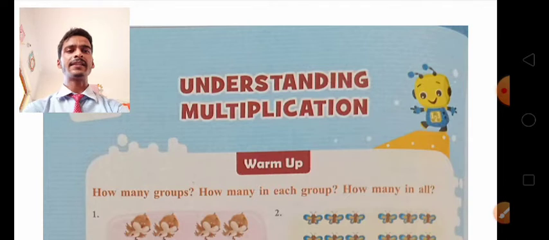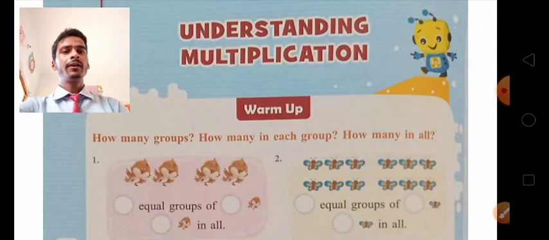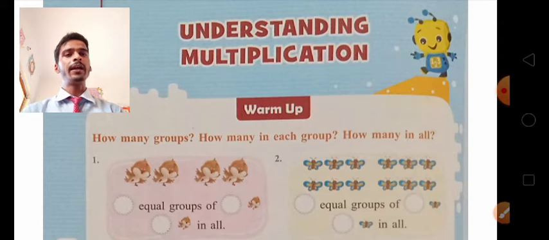Let's see some examples. You can see here that there are many examples. The first is: how many groups, how many in each group, how many in all. You can see here that there are many birds, and there are two groups. In each group there are two birds. So we can say there are two equal groups of two birds.